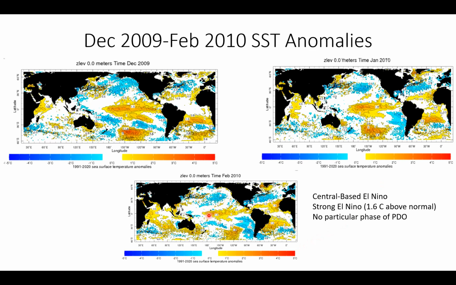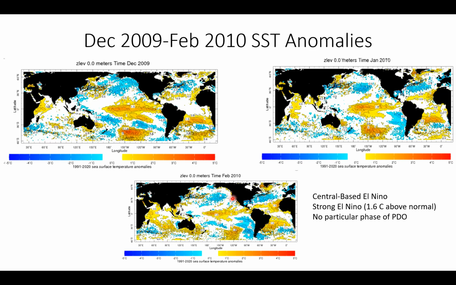Bottom here showing the sea surface temperature anomalies in February 2010. We still see that El Nino, it's a fairly strong one. Back in 2010, it peaked at a temperature of 1.6 degrees Celsius above normal in the Nino 3.4 region. But working our way westward here, closer to the date line, along the equator, we have the warmest sea surface temperature anomalies indicating that central-based El Nino.